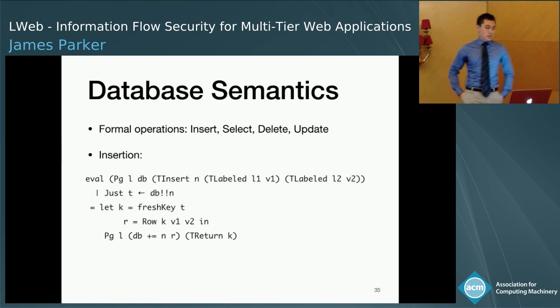So in our formalism, we define semantics for database operations of insertion, selection, deleting, and updating. But today, I'm just going to go through insertion and justify the rules and why we have them. So here, this is a naive implementation. We take two labeled values, and we create a row out of them, and we insert them into the database.